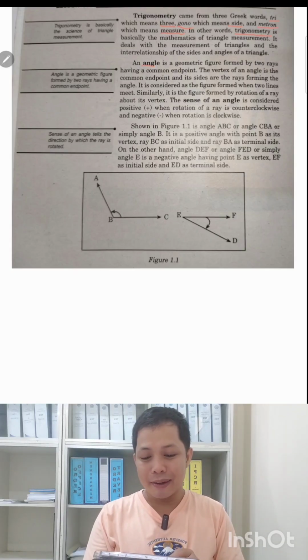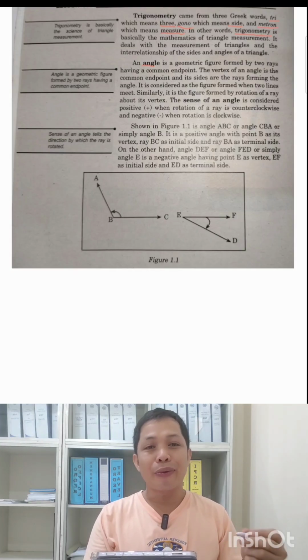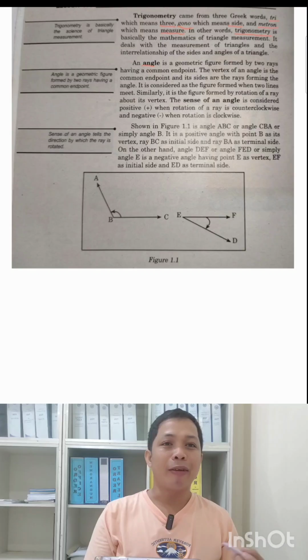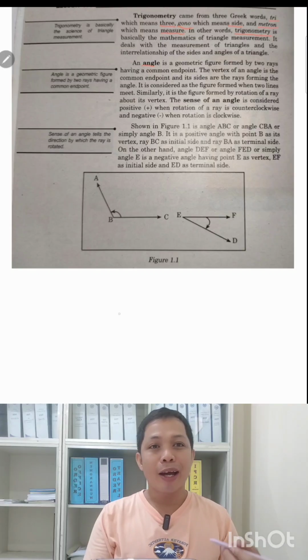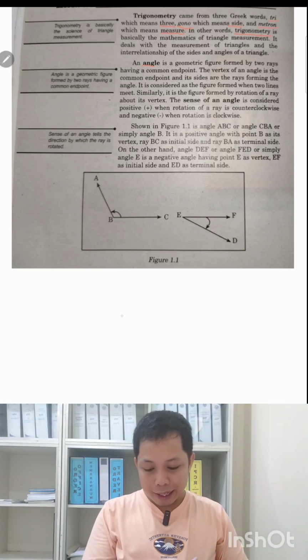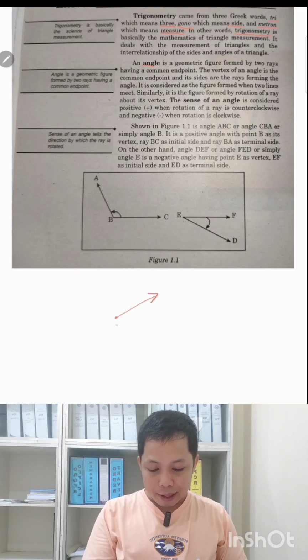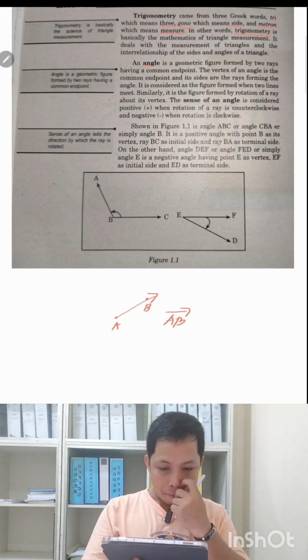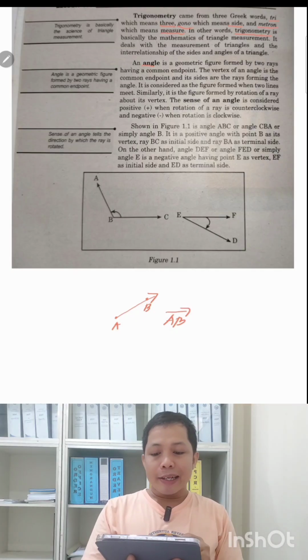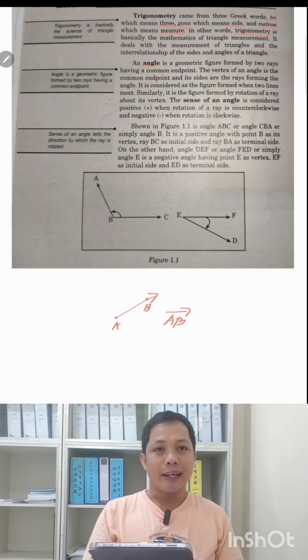What is an angle? An angle is a geometric figure formed by two rays having a common endpoint. Do you know what a ray is? A ray looks like this. Suppose you have a figure like this. This is ray AB. Now the vertex of an angle is the common endpoint, and its sides are the rays forming the angle.